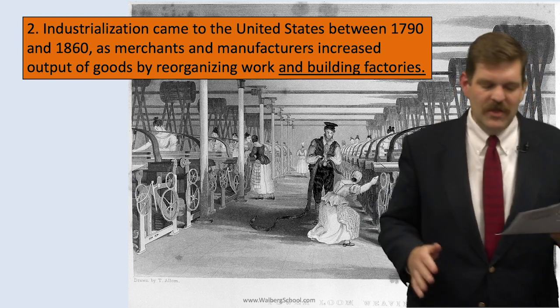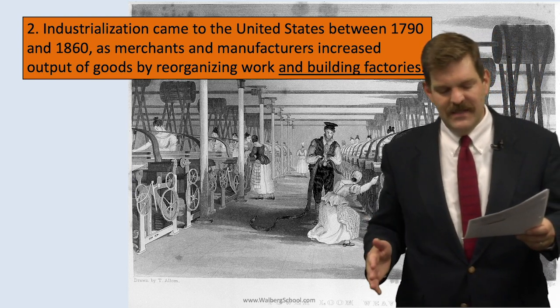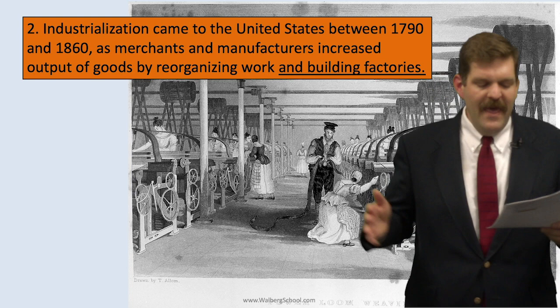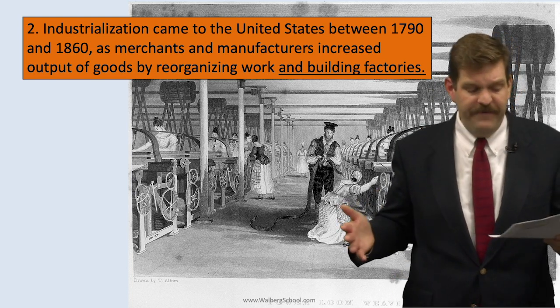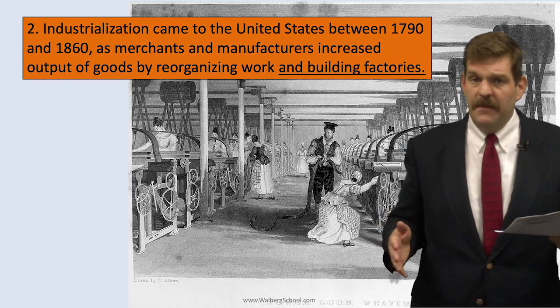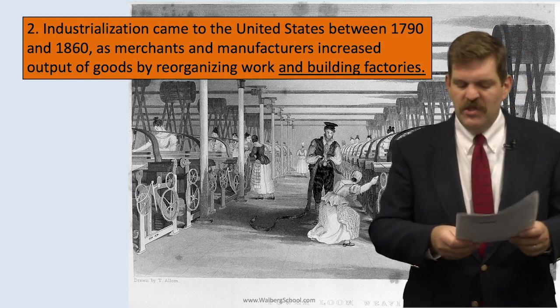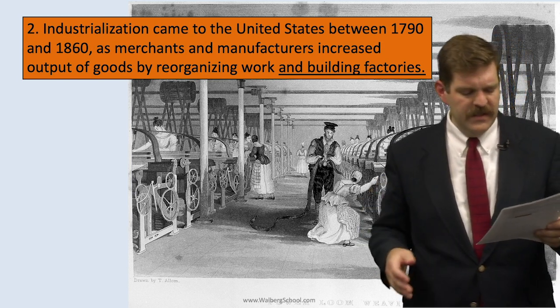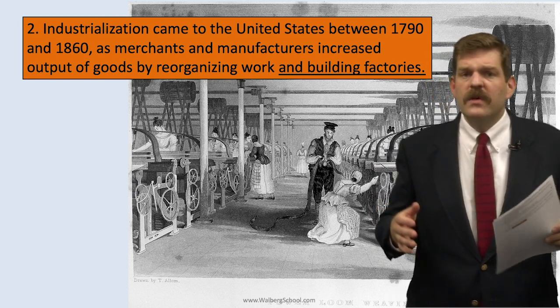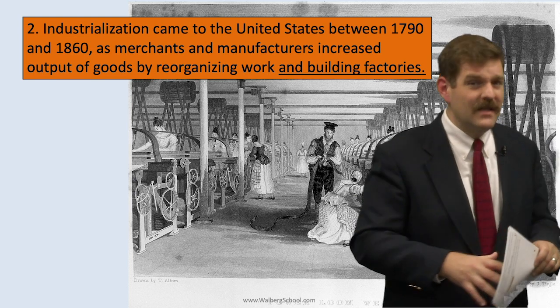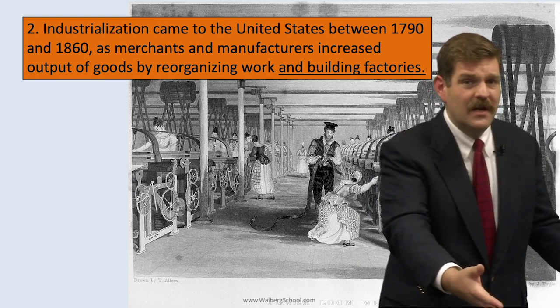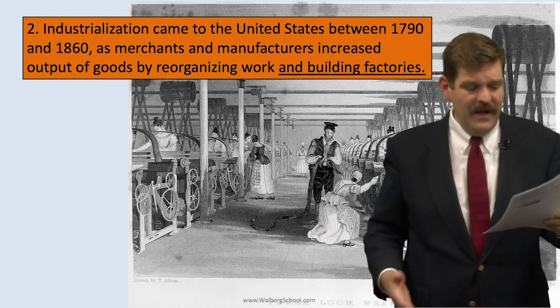Nevertheless, industrialization came to the United States between 1790 and 1860 as merchants and manufacturers increased the output of goods by reorganizing work and by building factories. The outwork system was a more efficient division of labor, and it lowered the cost of goods. But the outwork system was where a manufacturer would handle certain parts of the system and then the work would be done out of the factory by somebody else in certain parts.